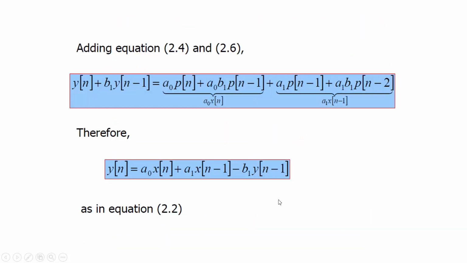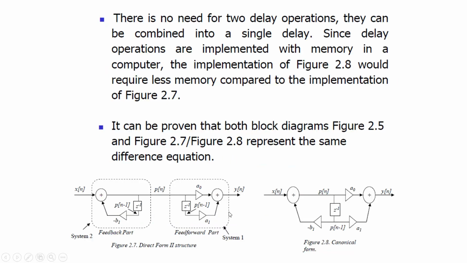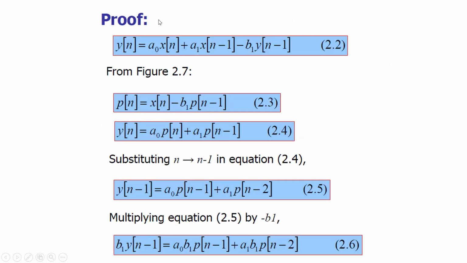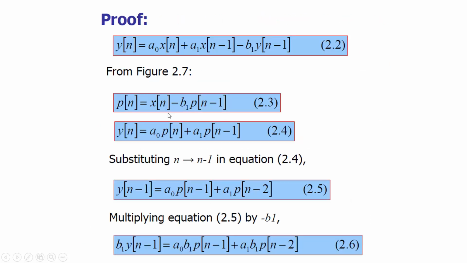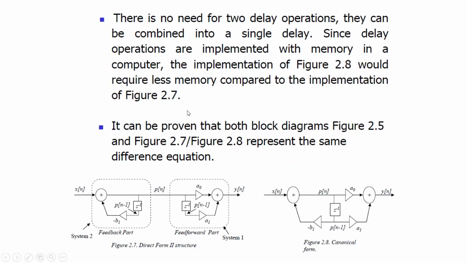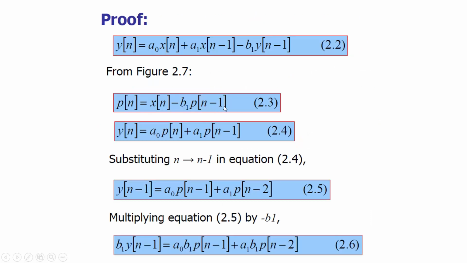And we can prove this also, that the implementation has the same output in both the cases. There is no change in the output. So the proof is also given. yn is equal to, in this case, a0 xn plus a1 xn minus 1. Now if we take pn here, pn is equal to xn minus b1 pn minus 1. So here pn will be delayed and multiplied by minus b1. So this is our equation 2.3.